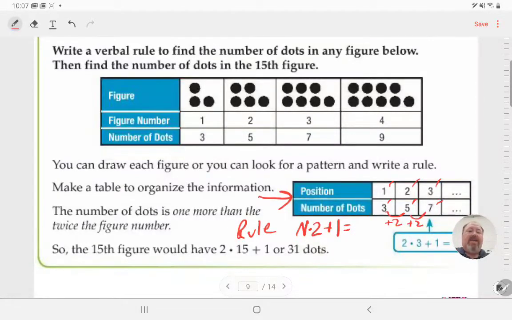A way you can write that is 1 more than twice the figure number. So now I can do any figure I want and know how many dots are going to be in it. How do I do that? I just plug in for n. So example, if I need the 15th figure, it would be 2 times 15, which would give me 30, plus 1 is 31 dots. So once I figure out my rule, I can solve it very, very easily. Okay?